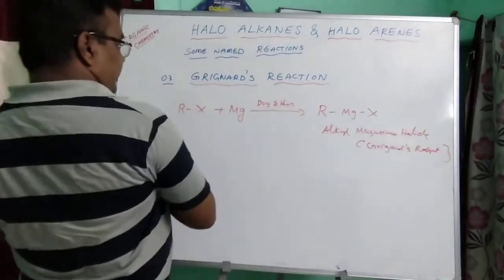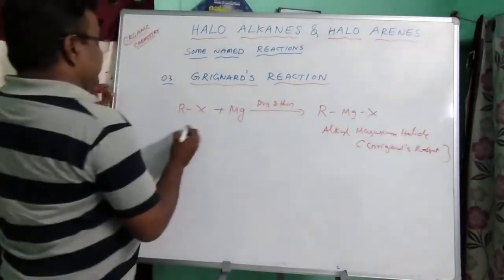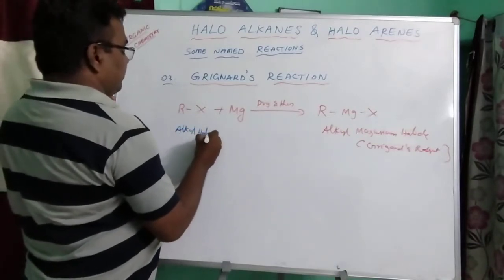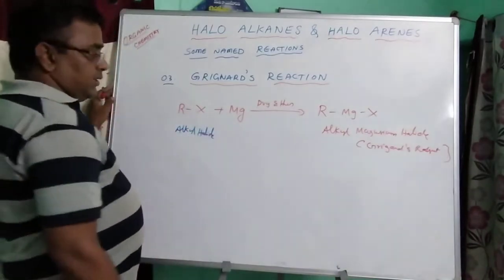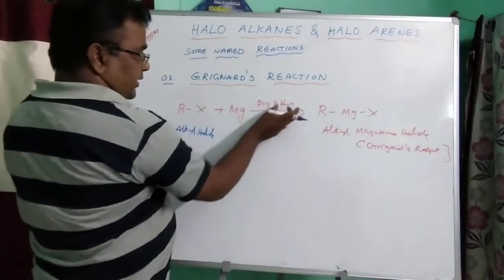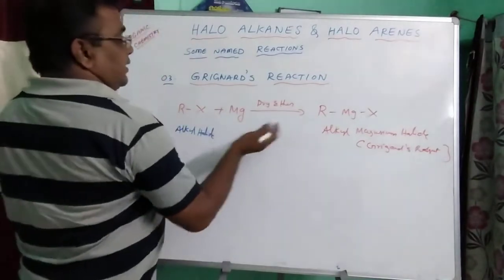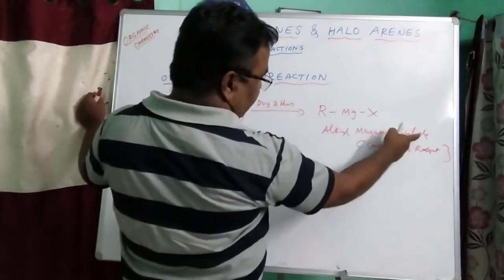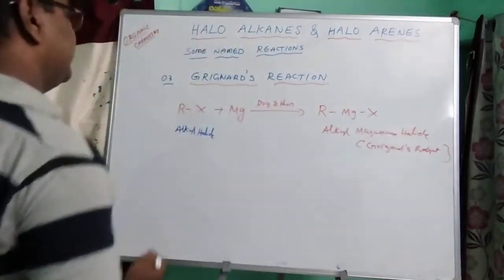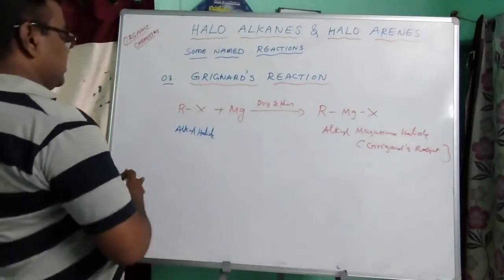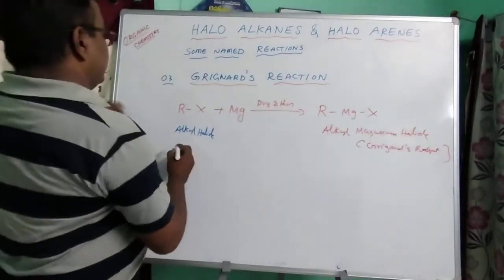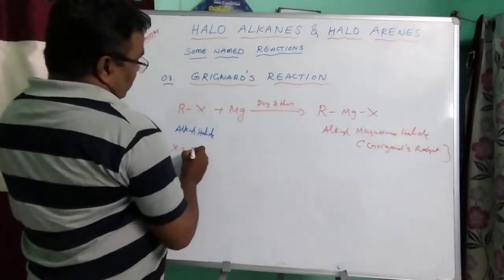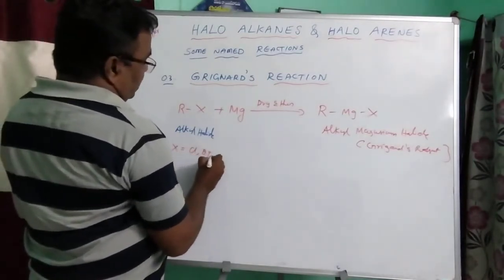What is Grignard reaction? R-X here is the alkyl halide. When alkyl halide reacts with magnesium metal in presence of dry ether, it gives RMgX, alkyl magnesium halide. This reaction is known as Grignard reaction. Here X is equal to chlorine, bromine, iodine.